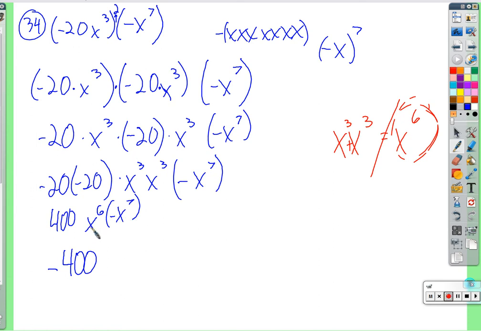That's 6 x's multiplied together. That's 7 x's multiplied together. We're multiplying all of those together. How many x's do we have multiplied together? 13. That's it.